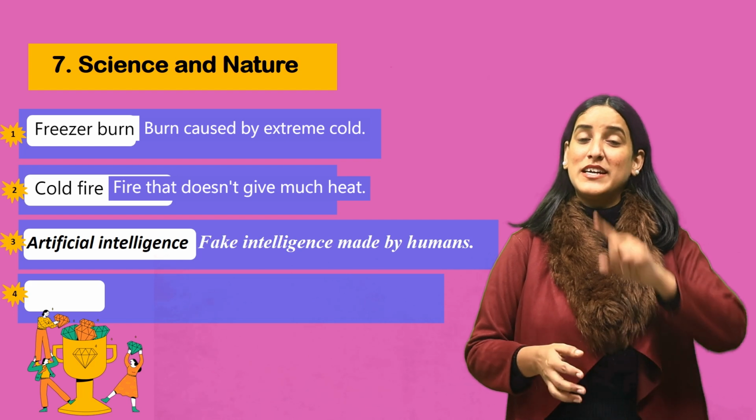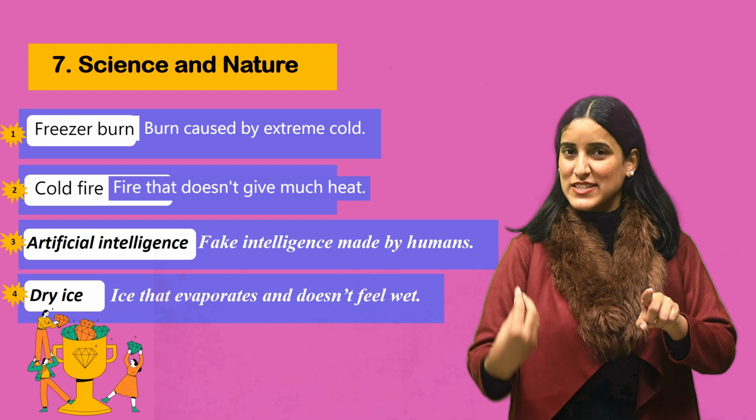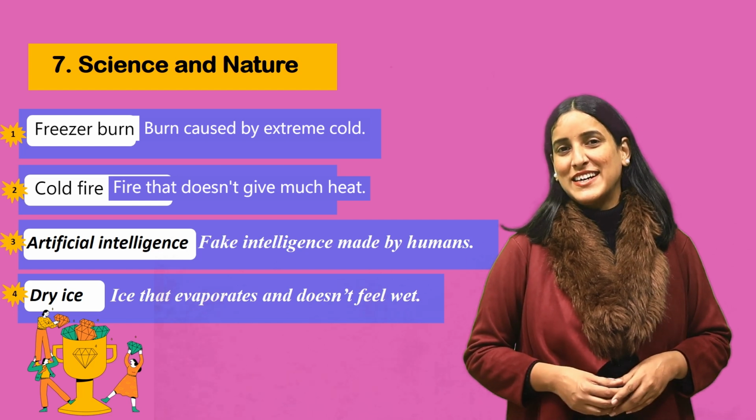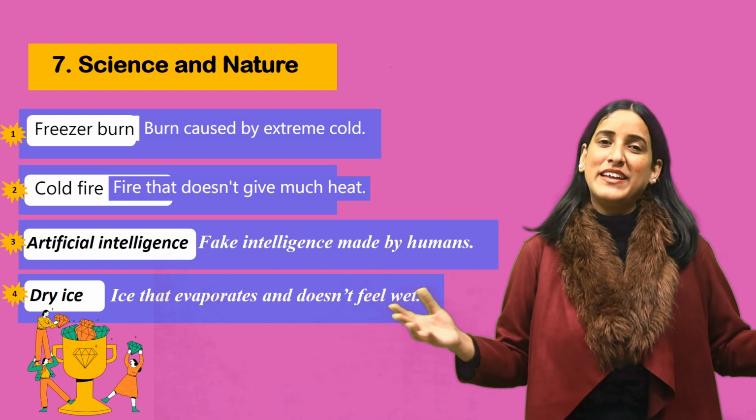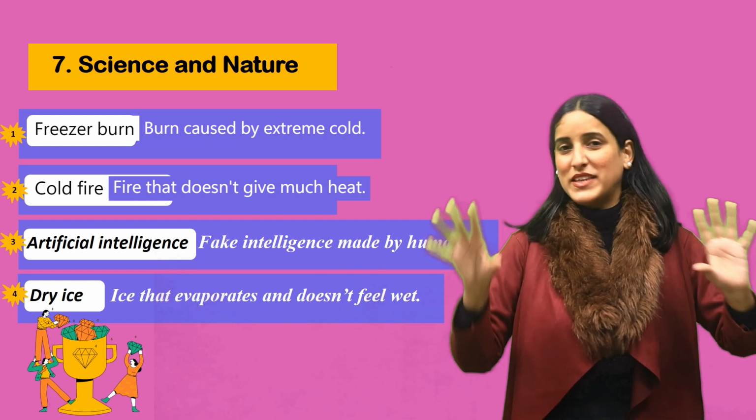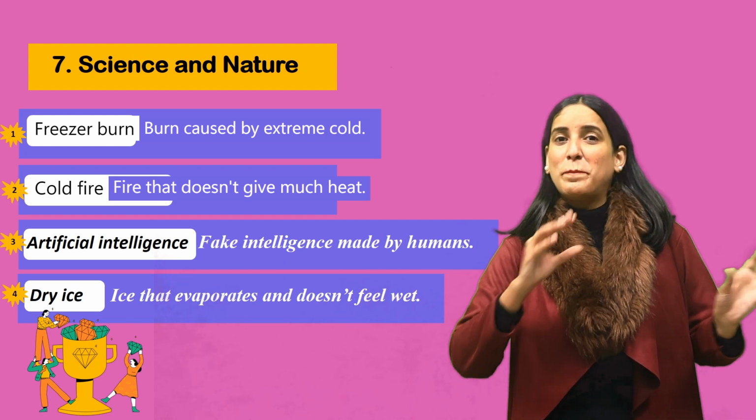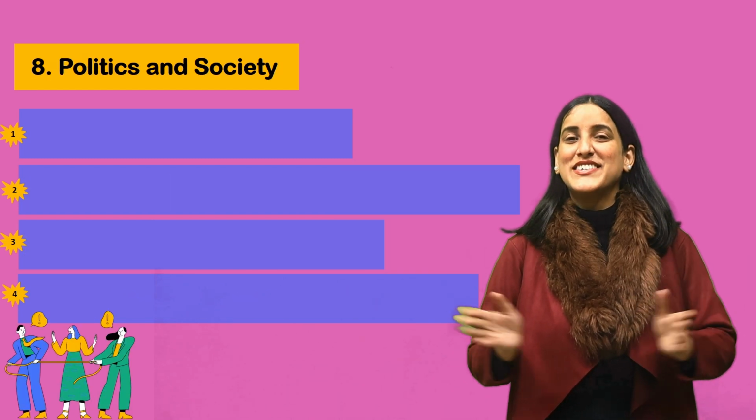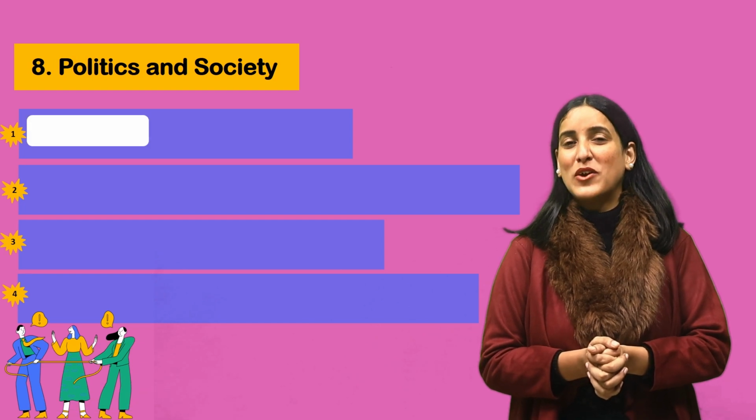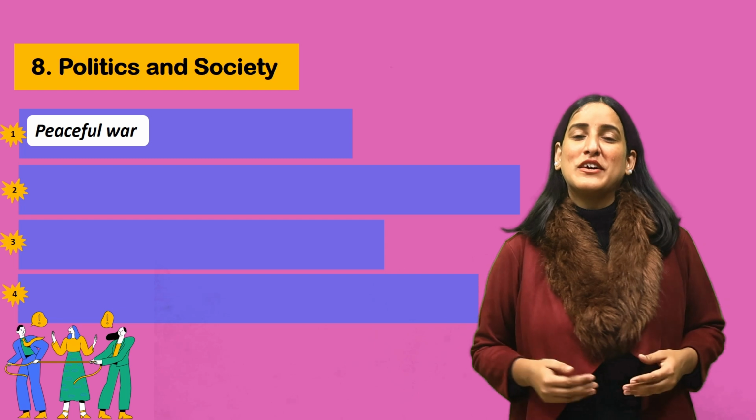Yes, the next one being dry ice. Ice that evaporates and does not feel wet. Yes, let's use this in an example, which is the dry ice created a smoky effect for the show. How about we talk about some oxymorons from politics and society, right? So here is the 8th set of words which are from societal and political contexts, right?